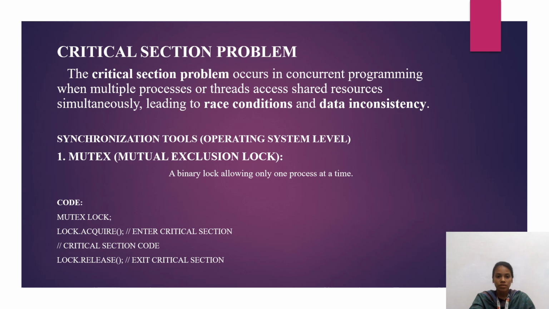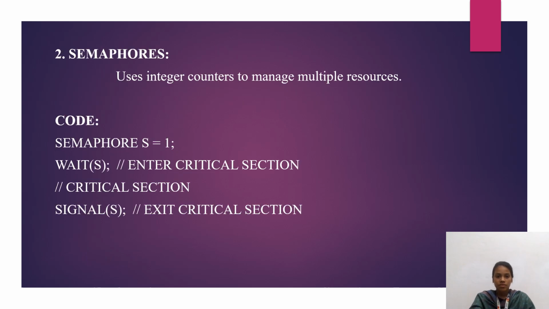Critical section problem. The critical section problem occurs in concurrent programming when multiple processes or threads access a shared resource, leading to race condition and data inconsistency. Synchronization tools at the operating system level. Mutex: a binary lock allowing only one process at a time. Semaphores: use an integer counter to manage multiple resources.